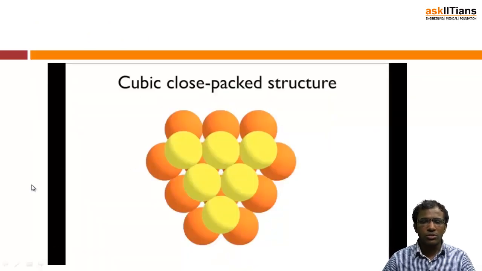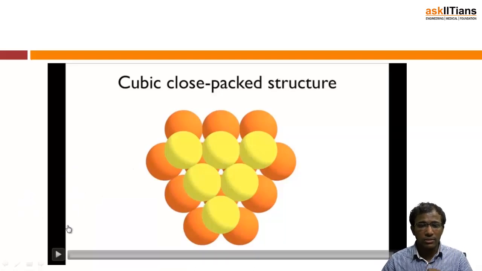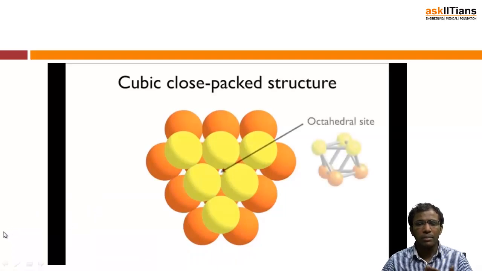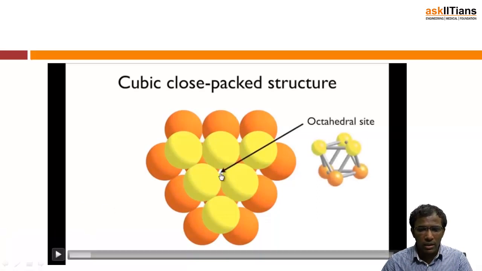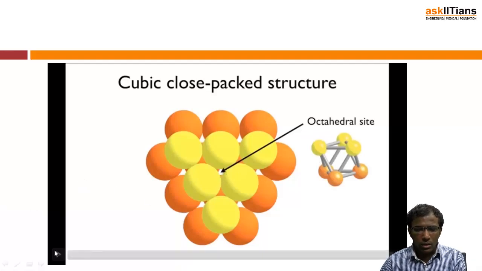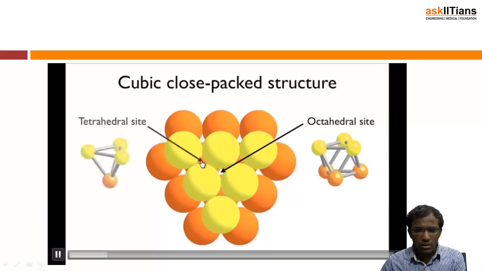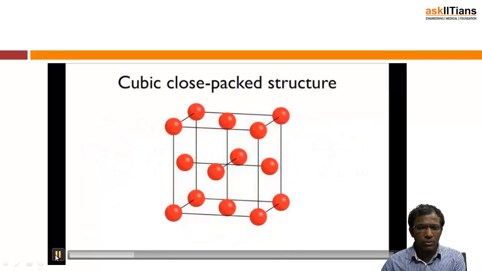So let's see a video demonstration to understand more about the tetrahedral sites as well as octahedral sites. This is the cubical close packed structure, CCP, ABC type, where we have 3 spheres below and 3 spheres above. There is one octahedral site at the center here, and similarly we have a tetrahedral site in this position, because there are 3 yellow spheres in the above plane and below that there is one. So we have a tetrahedral site there.